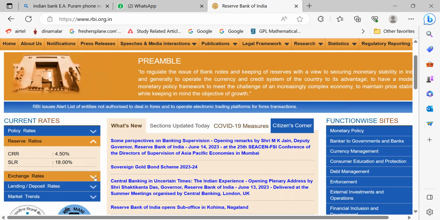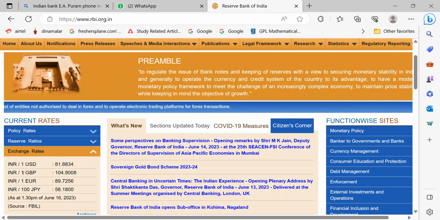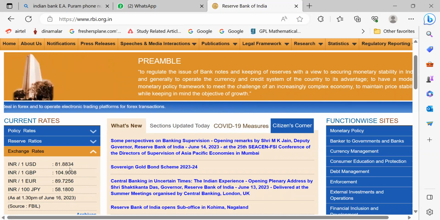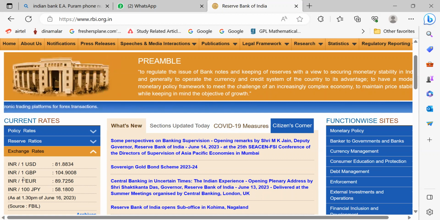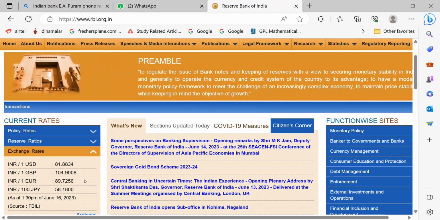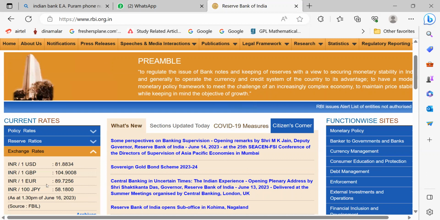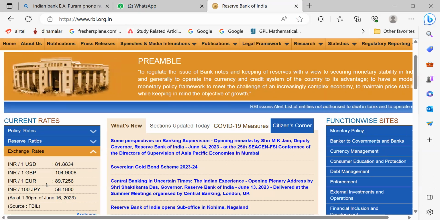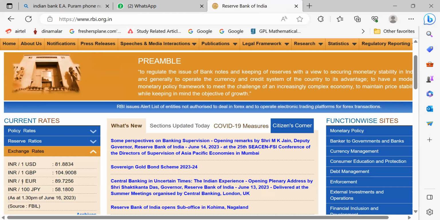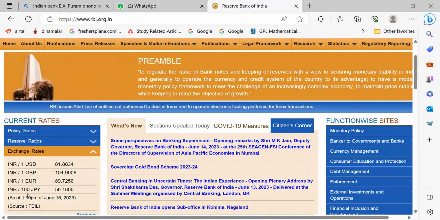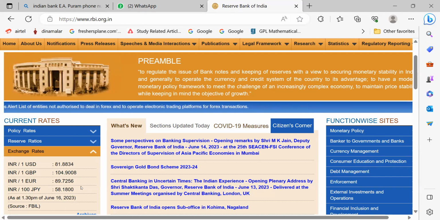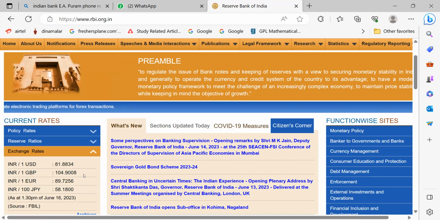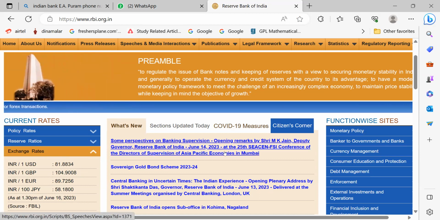And the exchange rate now: 1 US dollar is equal to 81.88 Indian rupees. 1 pound sterling is 104 rupees. In fact, they say the UK economy is in bad shape, but the UK pound sterling is gaining value, you see. They are going on improving. Then 1 euro is equal to 89 rupees. And 100 Japanese yen is equal to 58.18. This and all not required, but these three at least are required. Please note it.